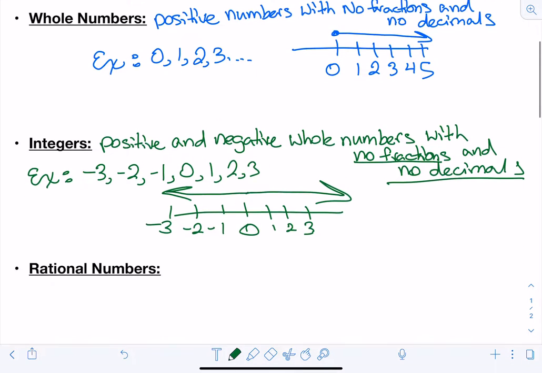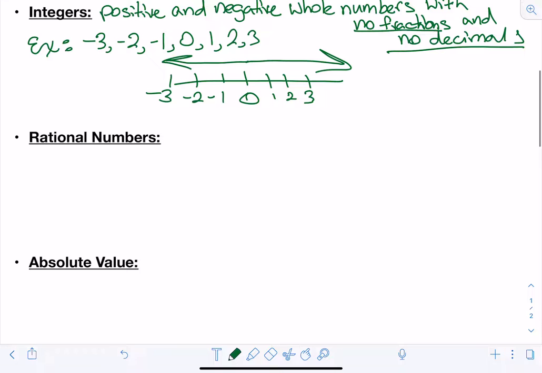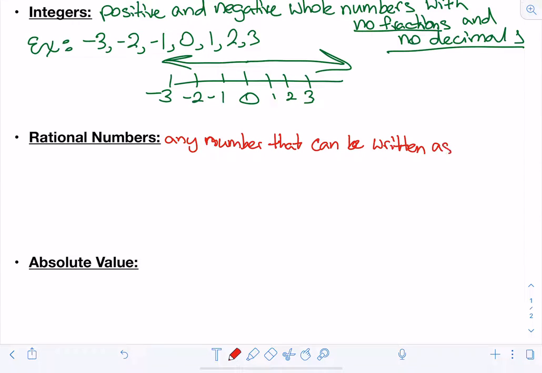Okay? Now, rational numbers. Let me go ahead and change colors. Rational numbers are any number that can be written as a fraction. Do not let this confuse you. That does not mean fractions are the only thing that are rational numbers, okay?